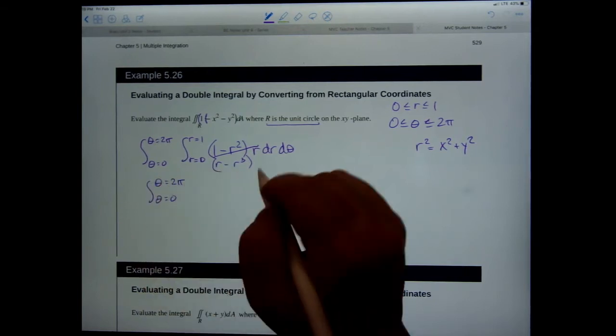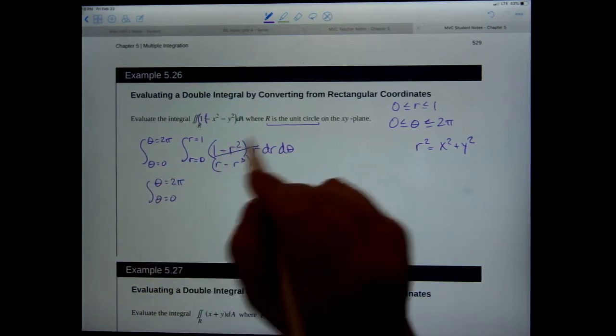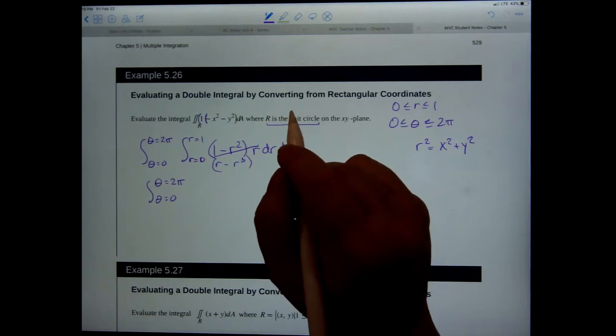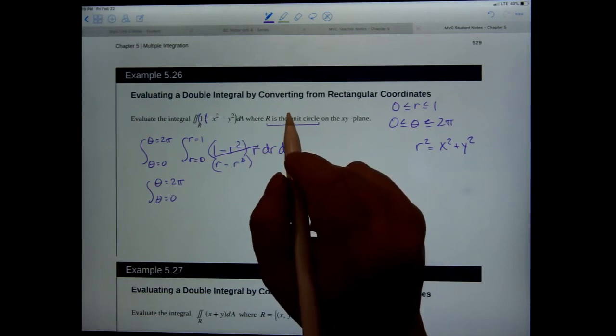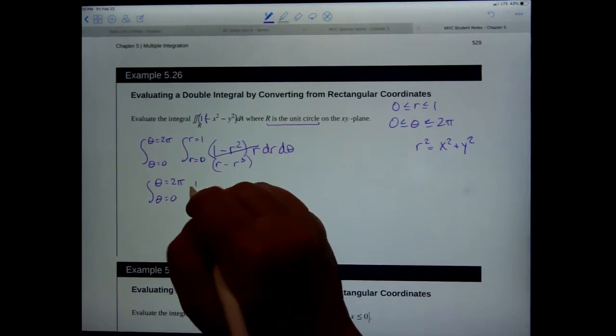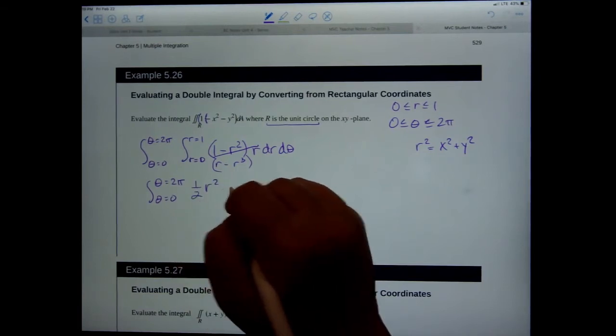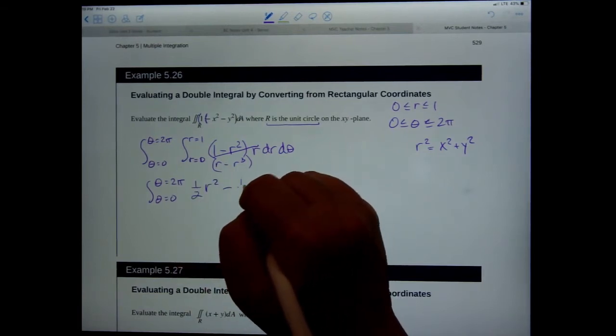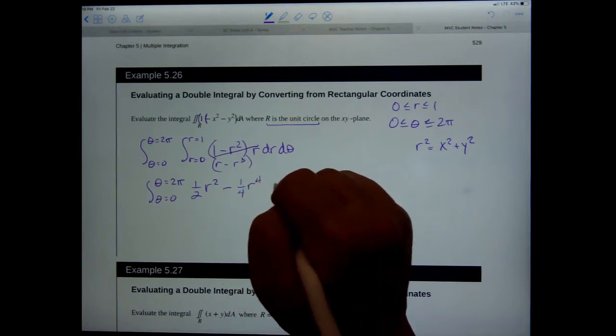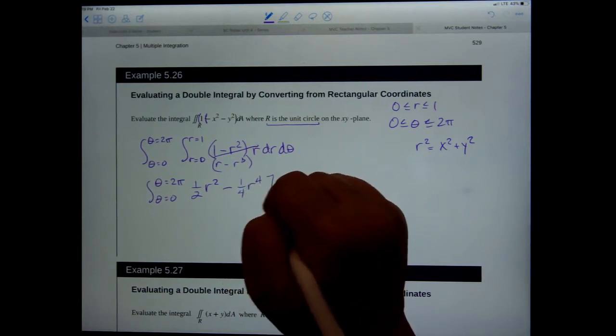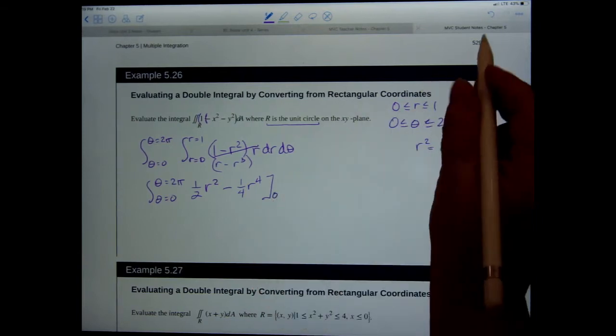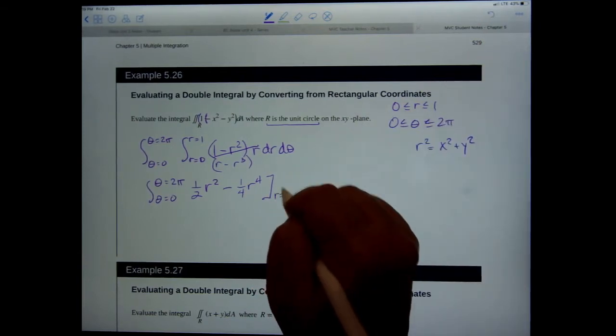Okay. How do you integrate r minus r cubed dr? 1/2 r squared minus 1/4 r to the 4th. Perfect. Bracket from r equals 0 to r equals 1, d theta.